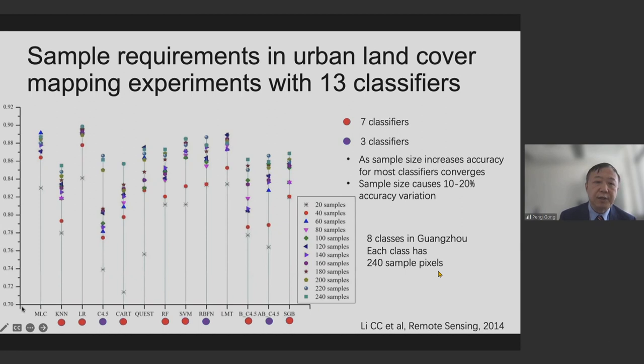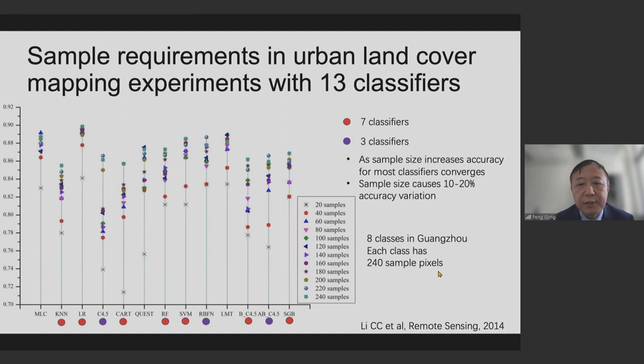So we selected 13 classifiers. Some of them are ensemble classifiers, some are single classifiers. Some are traditional statistical classifiers, such as maximum likelihood classification and linear discriminant analysis. The complicated ones include neural networks. We tested them in a local area of eight classes in Guangzhou. It's a subtropical city, and urbanized areas are usually relatively complex, so we chose a city like that to do the experiment.